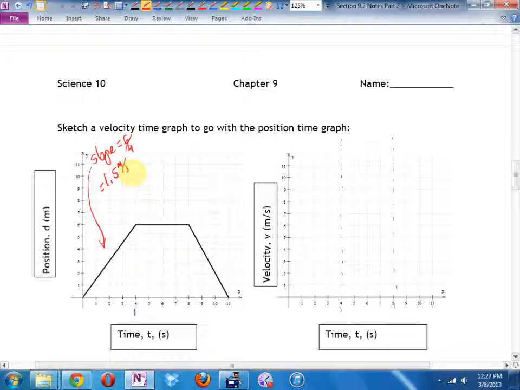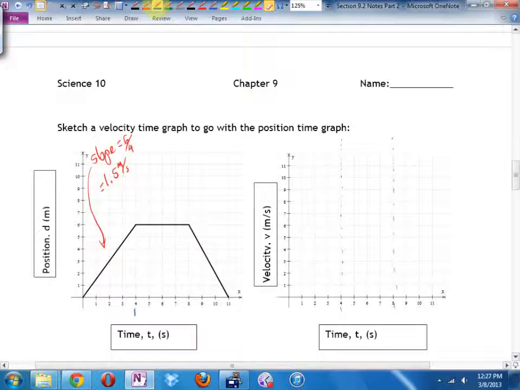So let me say this again. This is important. Leah, in the first 4 seconds, what's the slope of my position versus time graph? Read me what I'm circling. In the first 4 seconds, what's the slope? What's the velocity? 1.5. Say that again. You ready? Scene 1, Act 1, take 2. Here we go. In the first 4 seconds, what's the slope, Leah? What's the velocity in the first 4 seconds?